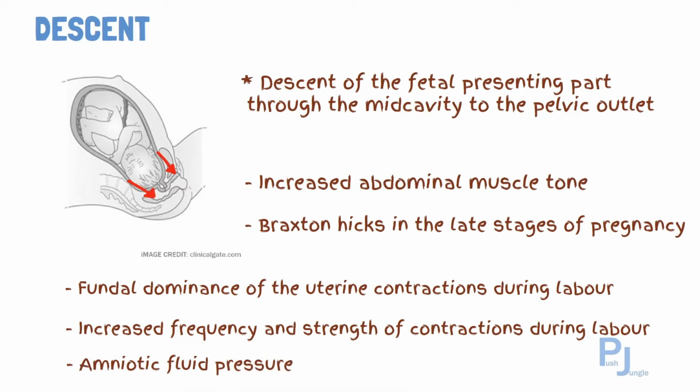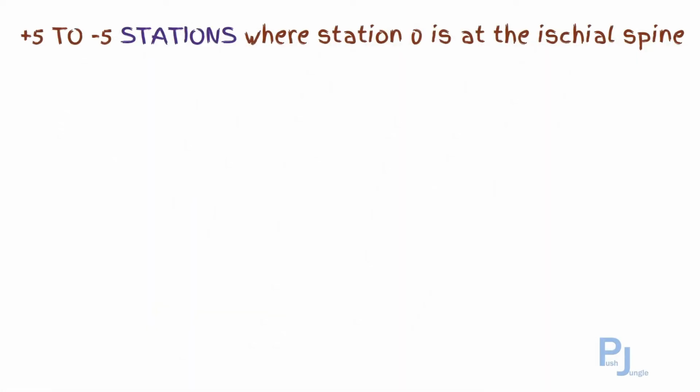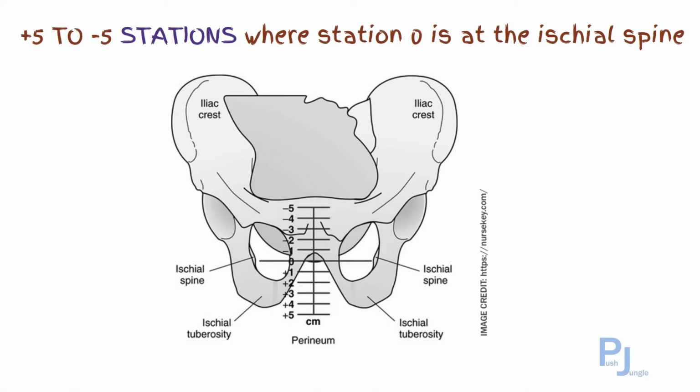This descent can be measured effectively by the relative position of the fetal presenting part to the maternal ischial spine, and this is known as stations, which is graded from +5 to -5. Any point above the maternal ischial spine takes the negative value, while the one below it takes the positive value. So if the fetal presenting part is 1 centimeter above the maternal ischial spine, it is -1, while 2 centimeters is -2. The next step is flexion.